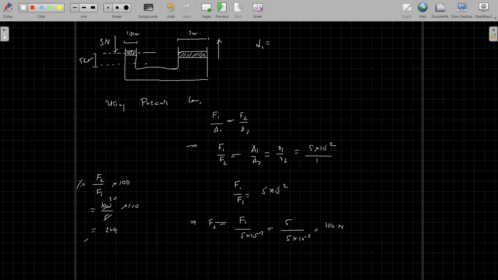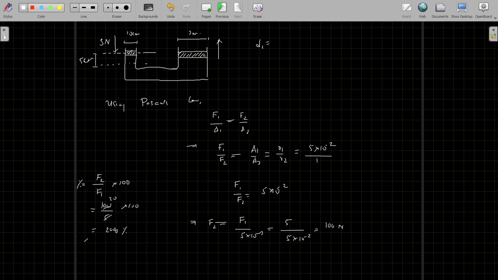Almost 2000% is the ratio, if I am not mistaken. F2 is 100 and you have given 5. So 5, 2 is 10, 20. 2000% is the increment, the efficiency. Now, how much displacement does it move?